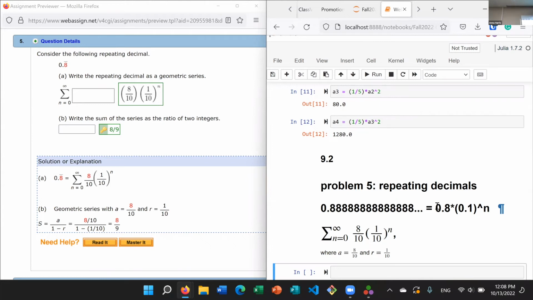Can somebody tell me, what does repeating decimal mean? Decimal means when you have a bar on the top, that means what? The 8 keeps continuing. So if I write it this way, this means I'm getting 8/10 times what? 1/10, where n is equal to what? 8/10 times 1/100, where n is equal to 2. Am I right?